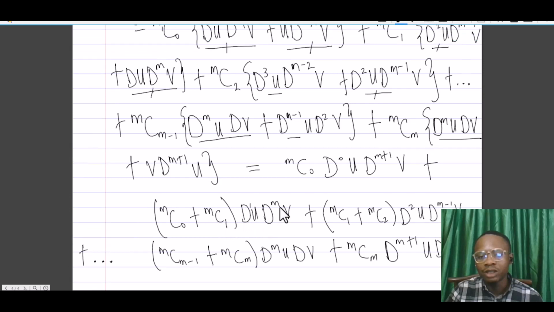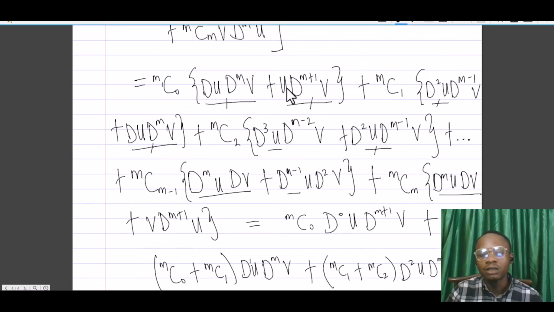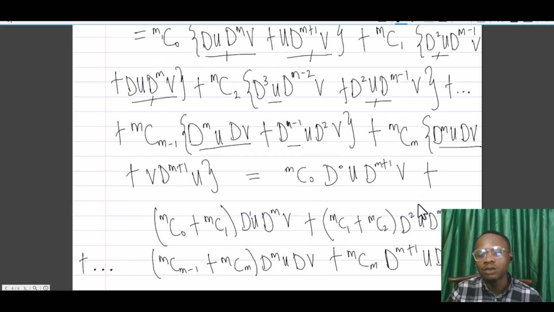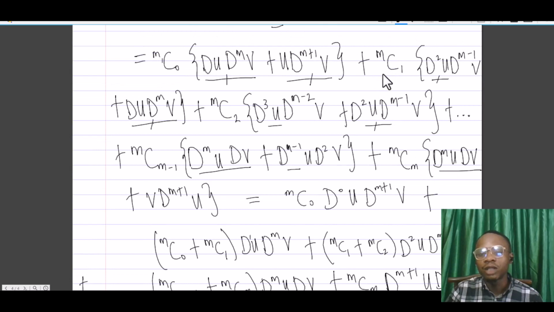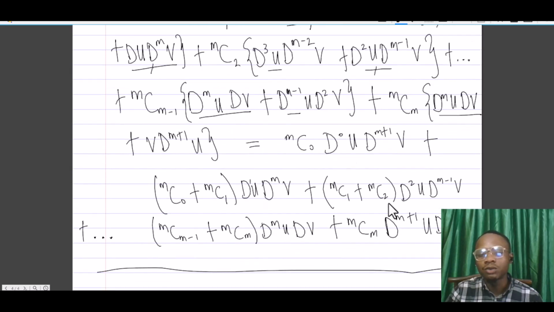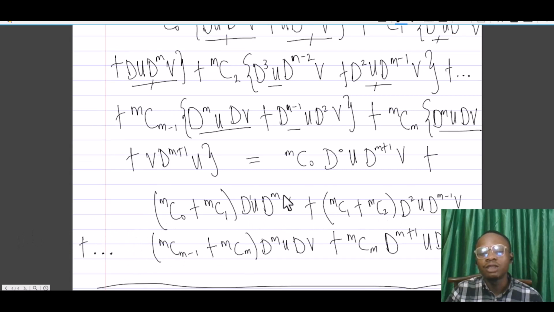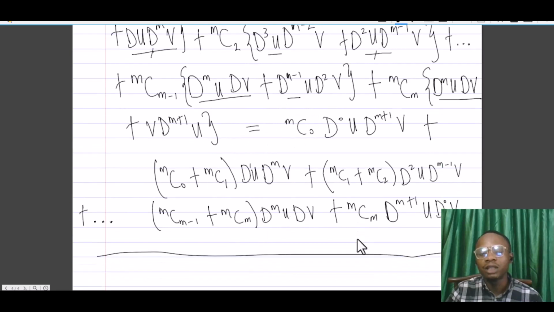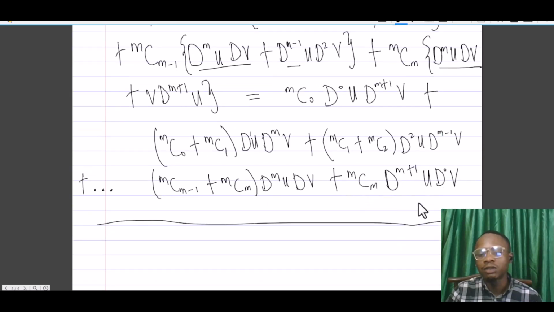Then we have the u, the mv. The next thing we added was the square u, the m minus 1 v. So that is the same thing as what we have here, the square u, the m minus 1 v. That's what we just corrected. It's meant to be the square u, the m minus 1 v, and the coefficient will be m combination 1 plus m combination 2. The pattern continues like that. For the last two, we did the same thing: just observe those things that are common and put them together. So this is the last term for this expression.